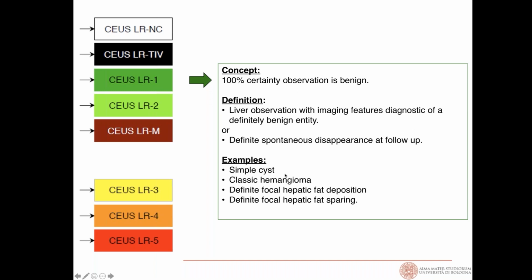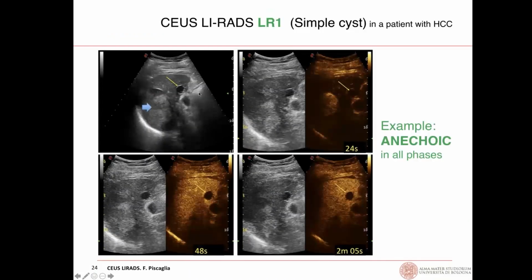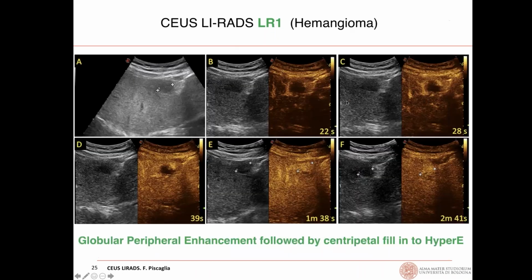Usually these correspond to a simple cyst, classic hemangioma, or focal fatty sparing or deposition. Here we see an example in a patient with an HCC. He also has this anechoic lesion, which obviously looks liquid, and there is no enhancement at all, and this is confirmed to be a simple cyst. So we can state this is LR1.